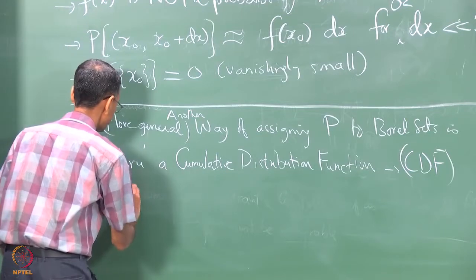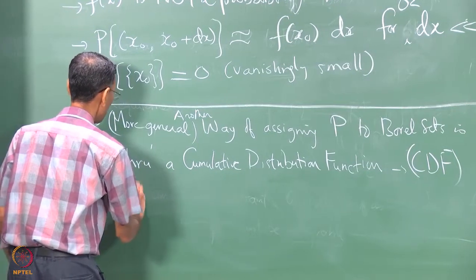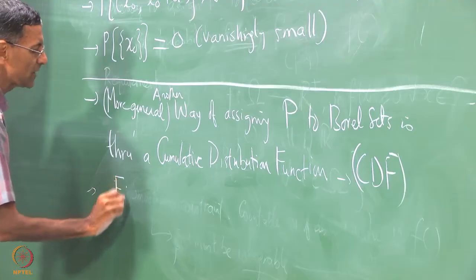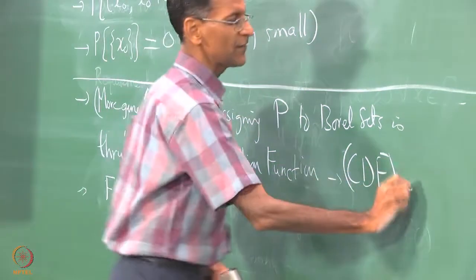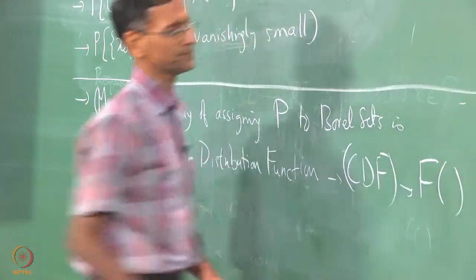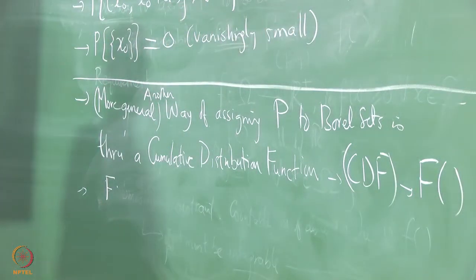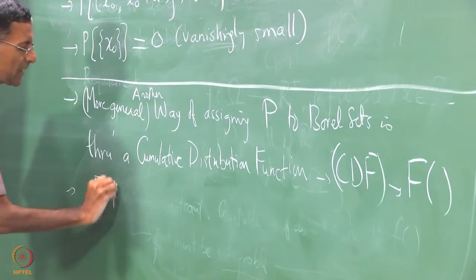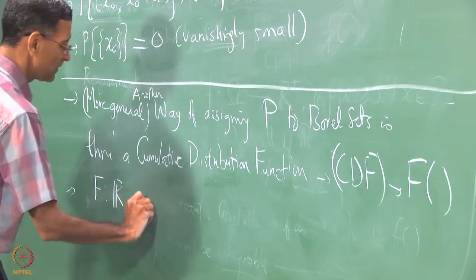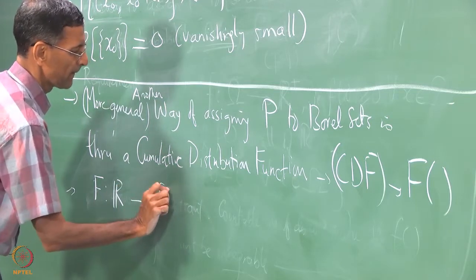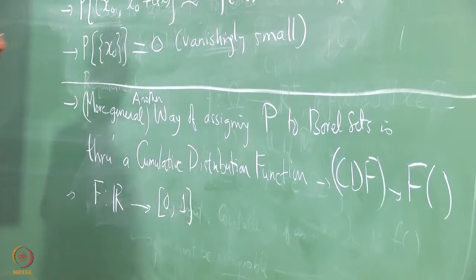So here we have, let us say, a function in general, the function f. Let me call the CDF capital F. So what is the domain of this F? Typically we will define it for the entire real line, and since it is a probability, its range is only the interval 0 to 1.